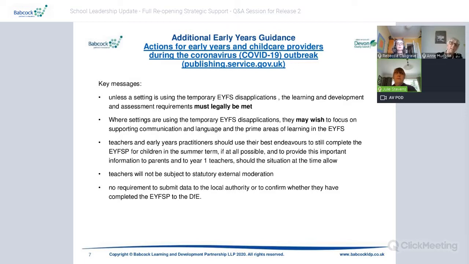Good afternoon, everyone. Yes, the key messages remain the same, with the disapplications running, if needed, until August the 31st. And again, we've got the guidance there that says when it comes to finalising the EYFS profile assessments, the guidance came out in January to say that teachers need to use their best endeavours to complete the EYFSP for children, if at all possible, and provide that information to parents, which ties you in to the expectation around reporting to parents, and to share that information with year one. Again, there's no statutory moderation visits taking place, and there's no data collection.